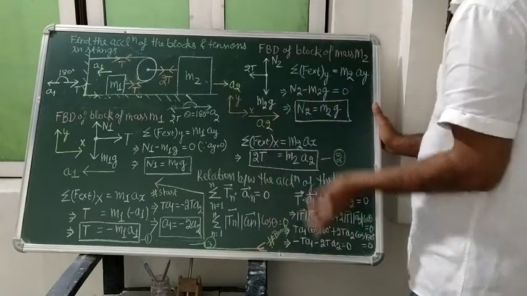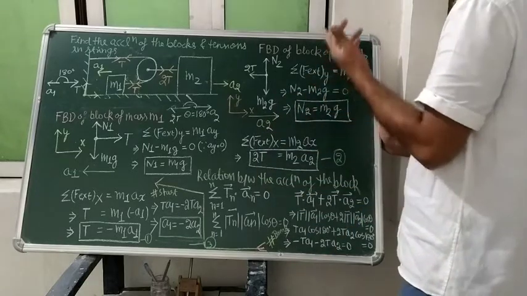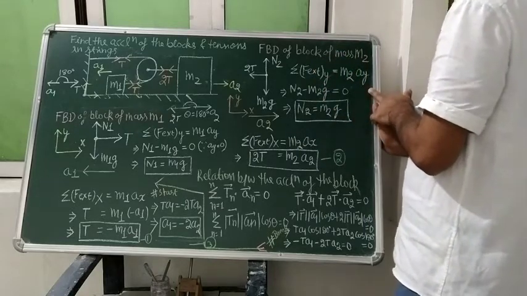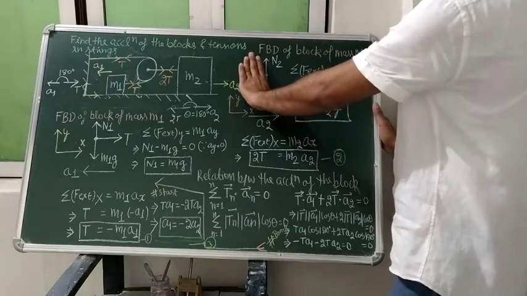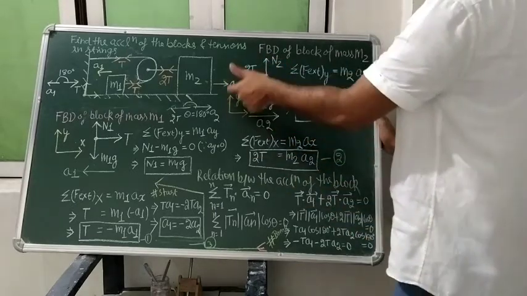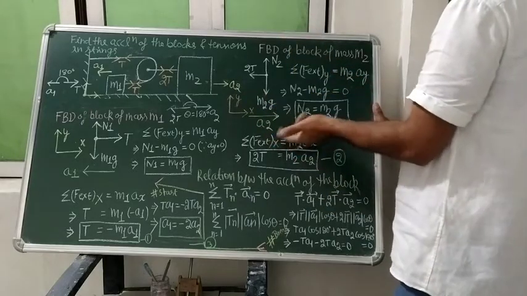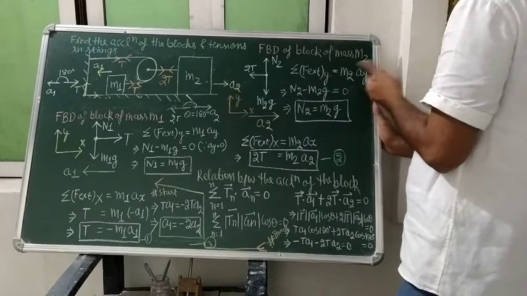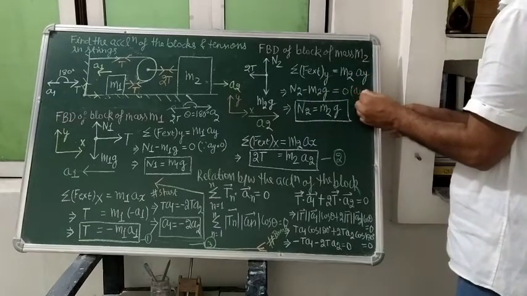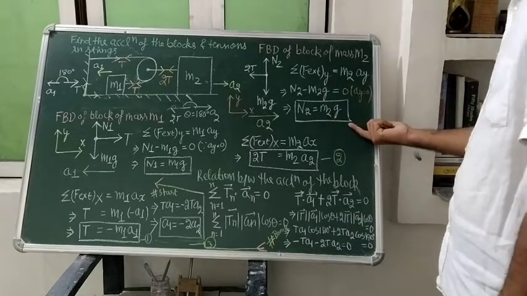So now we apply Newton's second law in the y direction. The vector sum of the external forces in the y direction should be equal to what? Mass times the acceleration in the y direction. The external forces in the y direction are N2 and M2g only. We have selected the coordinates like this, so N2 will be positive and M2g will be negative. That equals 0, because no acceleration is present in the y direction. Ay is equal to 0. So N2 will become M2 times g.